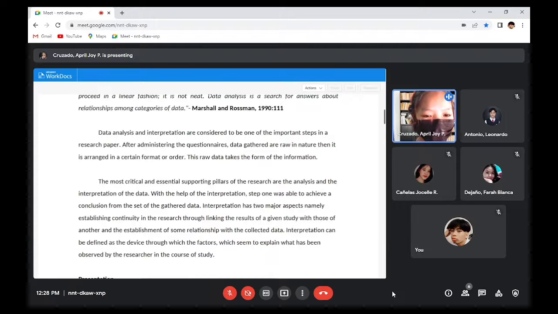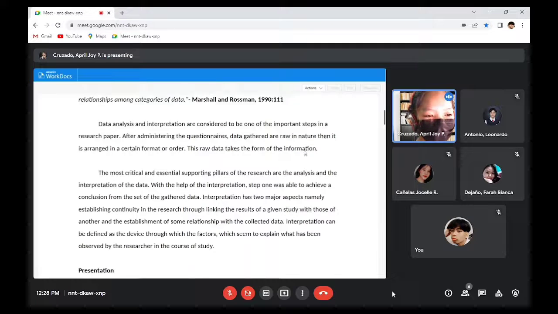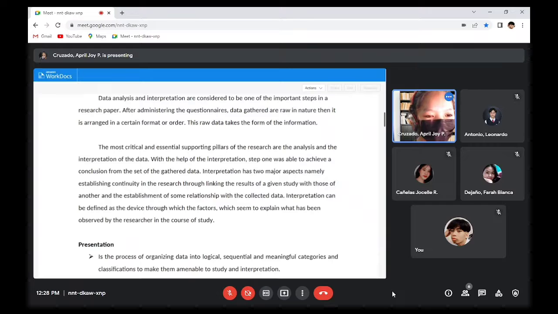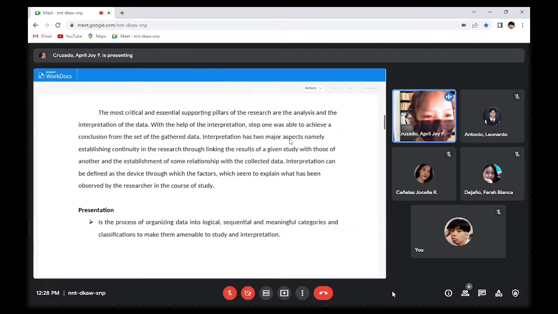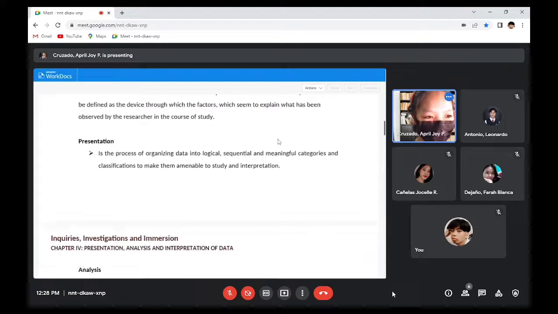Interpretation has two major aspects, namely establishing continuity in the research through linking the result of a given study with those of another, and the establishment of some relationship with the collected data. Interpretation can be defined as the device through which the factors which seem to explain what has been observed by the researcher in the course of study.